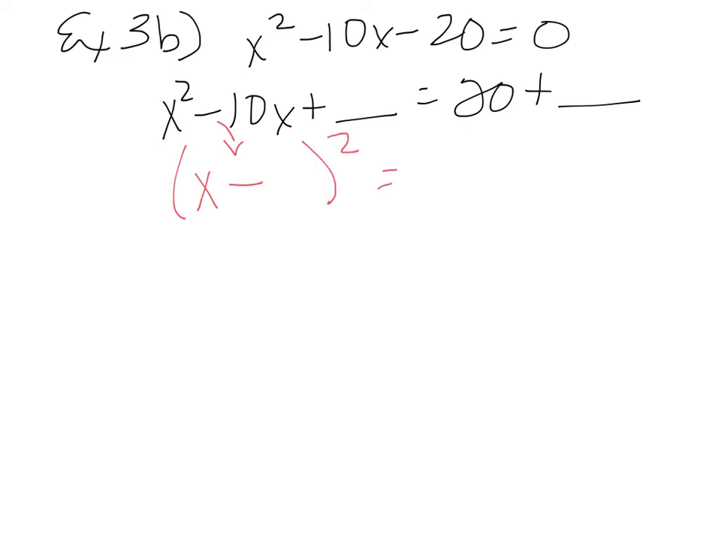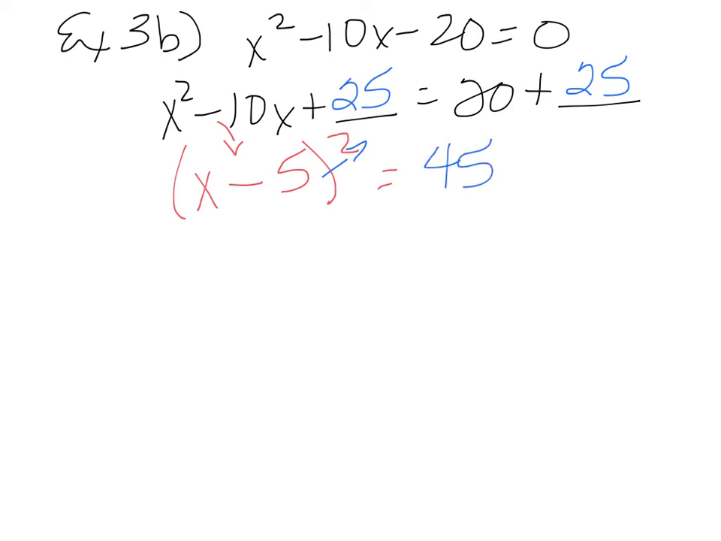Well, what's negative 10 divided by 2? Negative 5. Good. Then you square that. Notice it's squared. Square that and put it in your blanks, giving you 25. And remember, whatever you do to one side, you have to do to the other. So 20 plus 25 is 45.